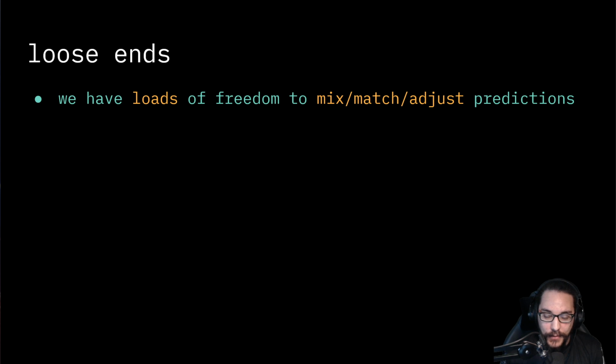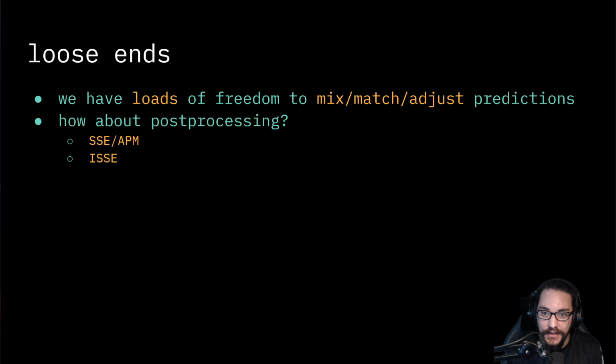So some other loose ends about modeling and mixing. We have a lot of freedom to mix and match and adjust predictions. But in addition to that, we can also do things like post-processing.